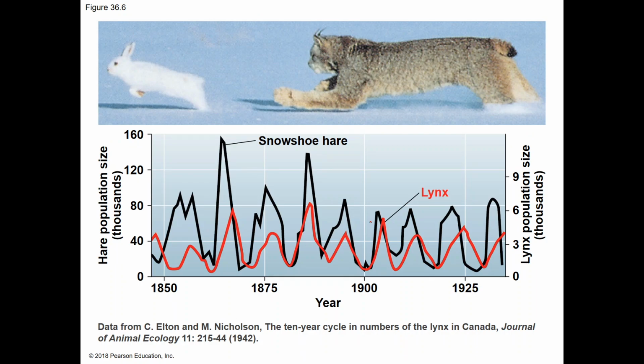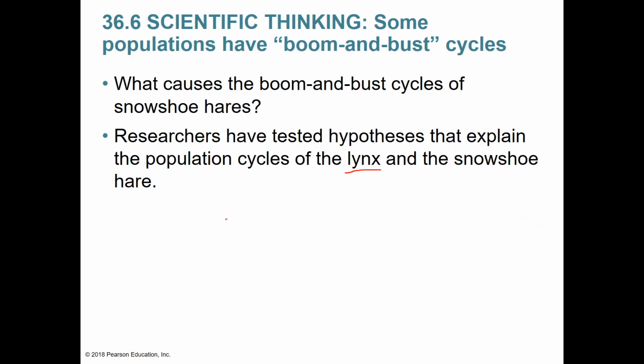So the first hypothesis that they came up with was that there was a boom, there were a lot of hares, and they would overgraze their winter food supply. Once the population became large enough, this would cause the mortality rate to increase, and then there would be a big bust.